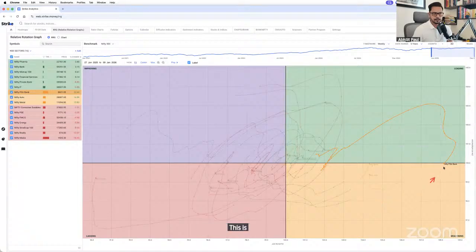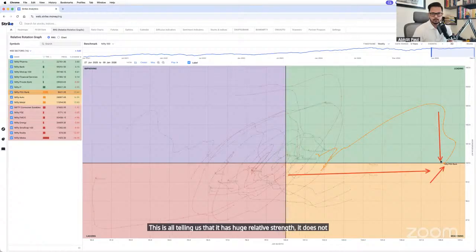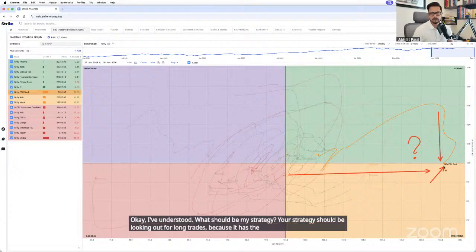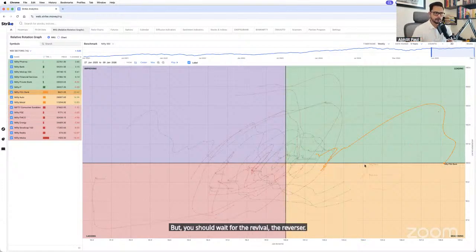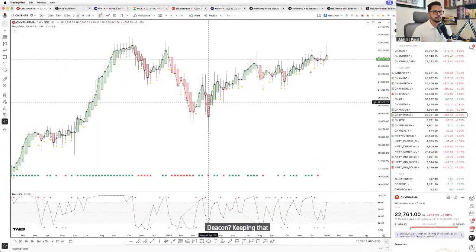This is all telling us that it has huge relative strength. It's losing the momentum. Okay, I've understood. Tell me what to do. What should be my strategy? Your strategy should be looking out for long trades because it has the best relative strength. But you should wait for the revival, the reversal. Okay? Keeping that in mind, let's look at Bank Nifty first.